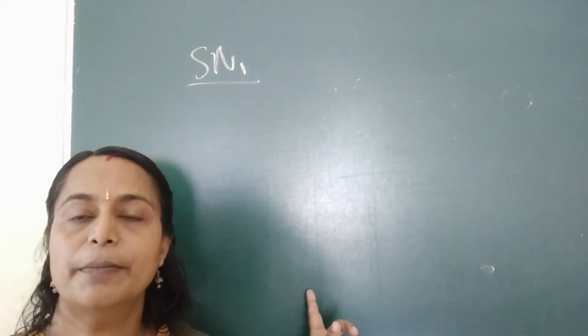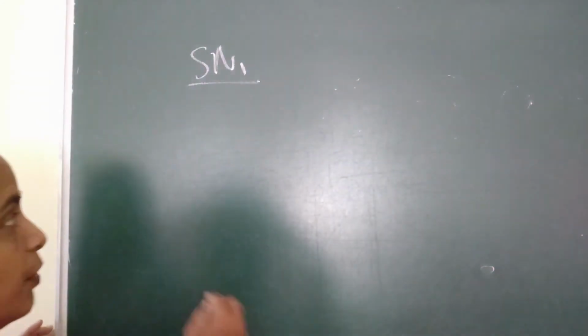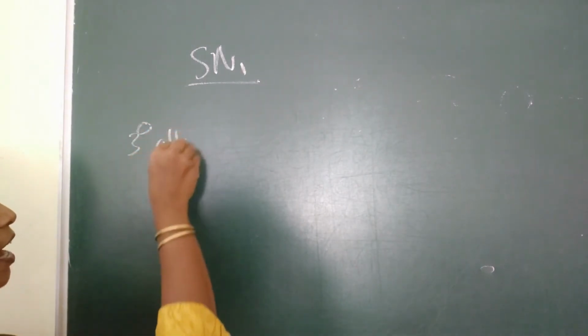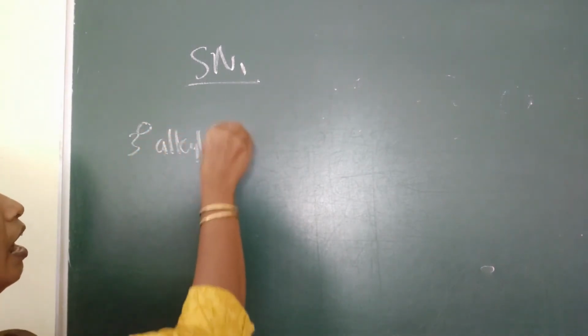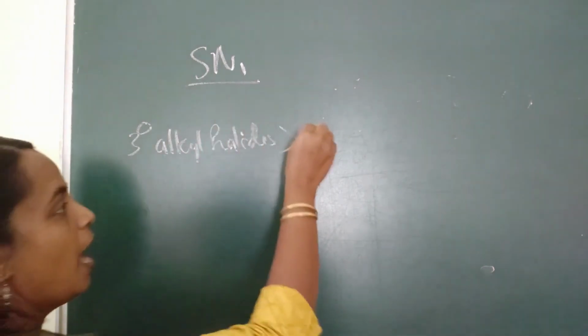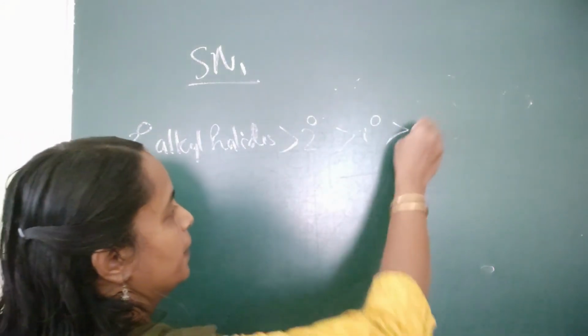In the case of the SN1 mechanism, as we see, tertiary alkyl halides mostly undergo the SN1 mechanism, then secondary, then primary, then methyl chloride. By the same reasoning, allylic and benzylic halides also undergo the SN1 mechanism.